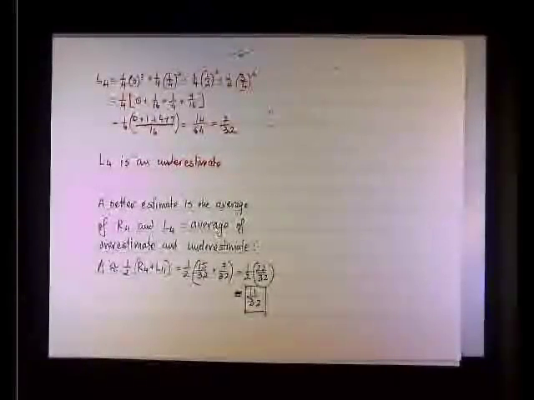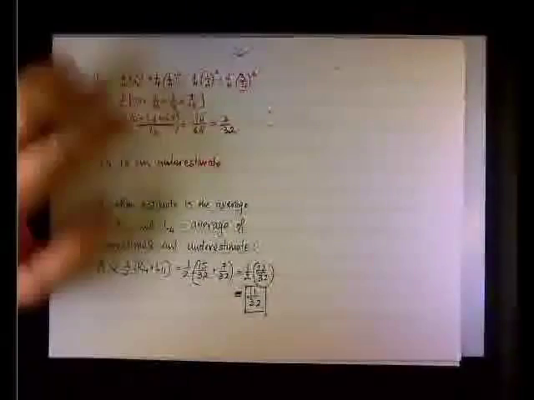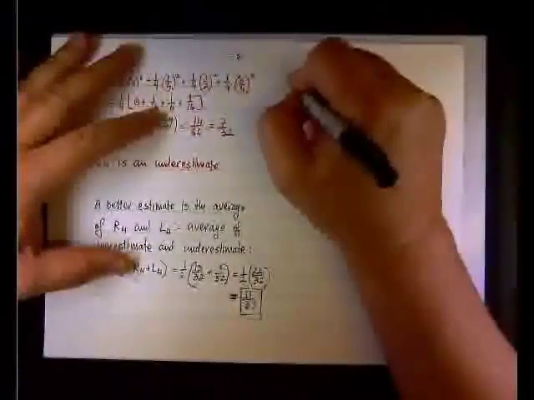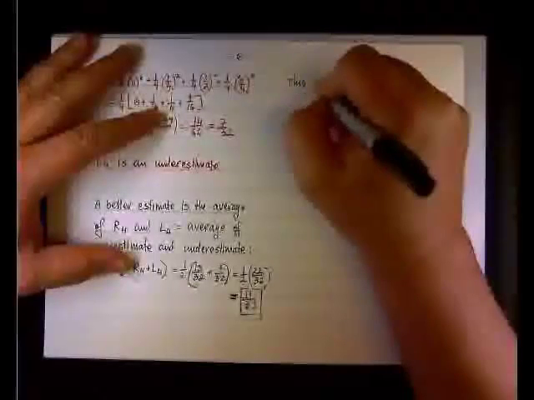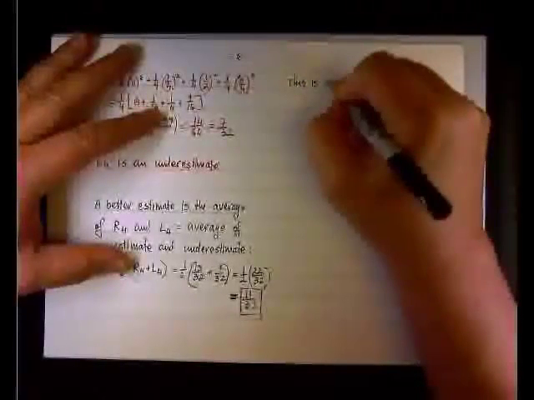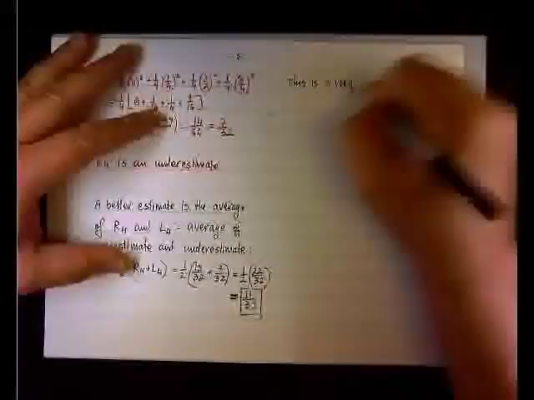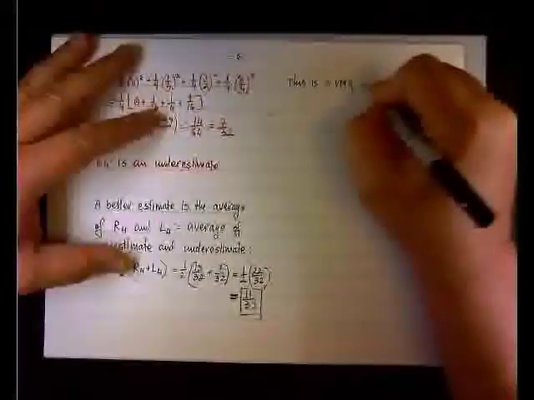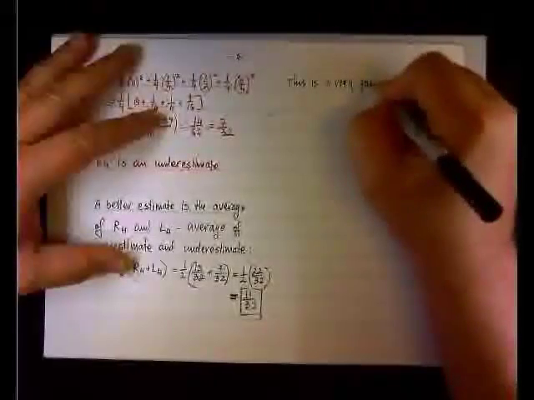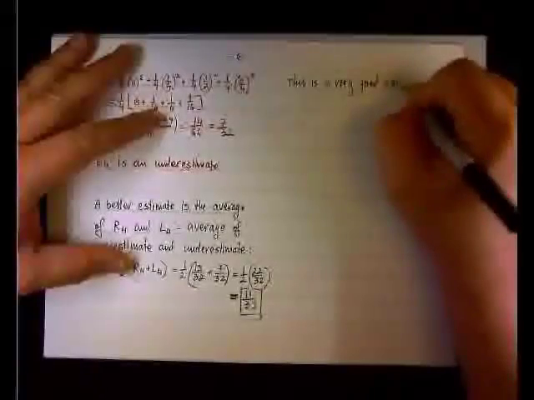This is a very, very good estimate. Now, the reason is, do you know what's the exact value? The exact value is 1/3. And next week we'll learn how to obtain this exact value. So we can conclude that this is a very good estimate.